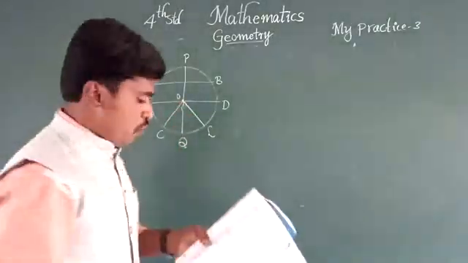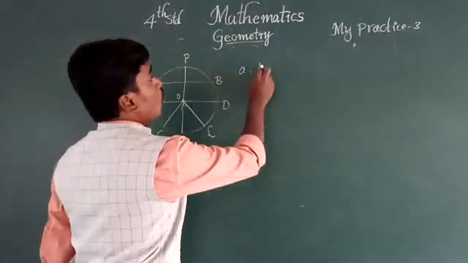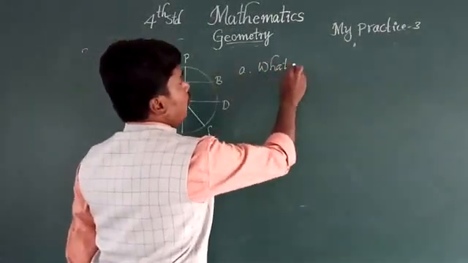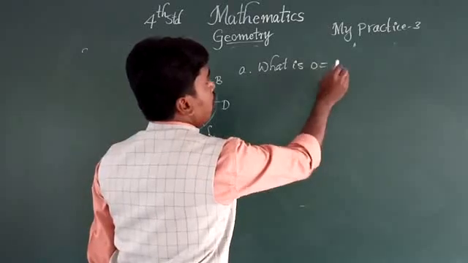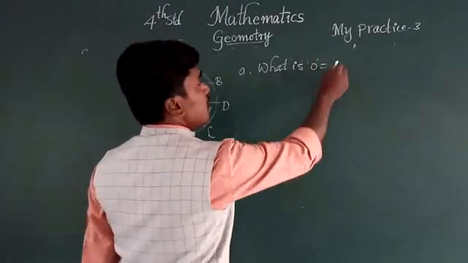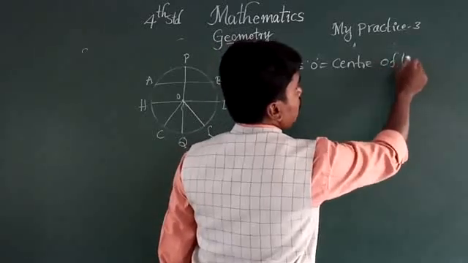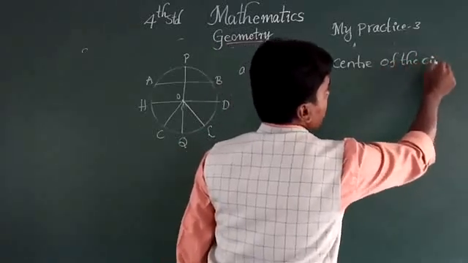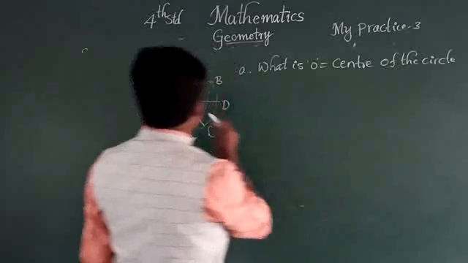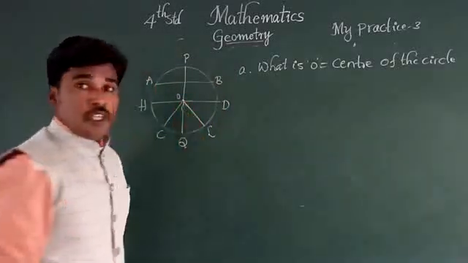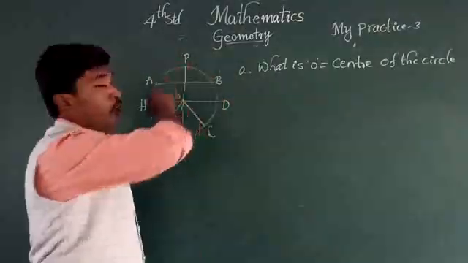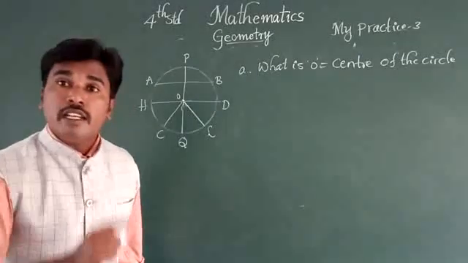Observe dear children. The first one is A. What is O here? It is the center of the circle. O is the center of the circle. From this point, the circle is moved around this point. So it is called the center of the circle.